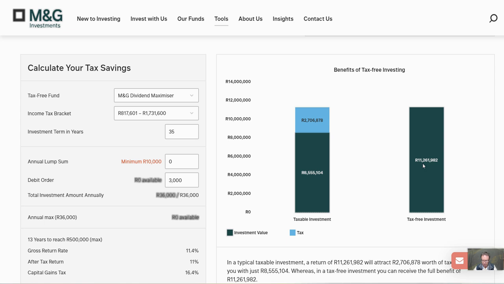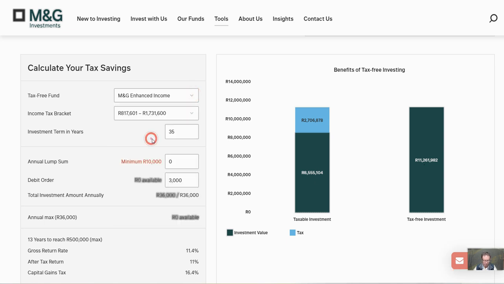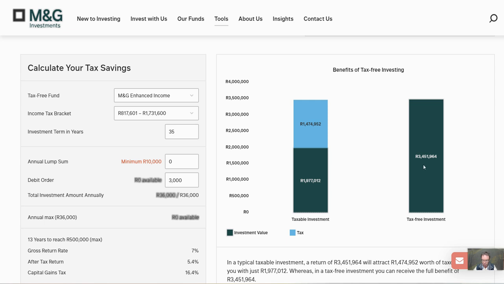Now you can see the difference between the 11 million that you will get after 35 years against the 3.451 million if you invest in an interest-bearing account. Now I hope this will show you the vast difference between making the right underlying fund choice, and this is what we try to help clients with, making the right decision on which fund to use for your tax-free savings account.